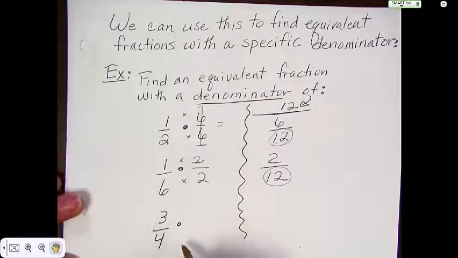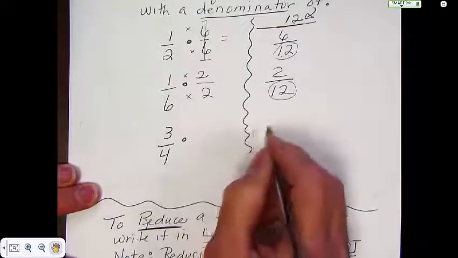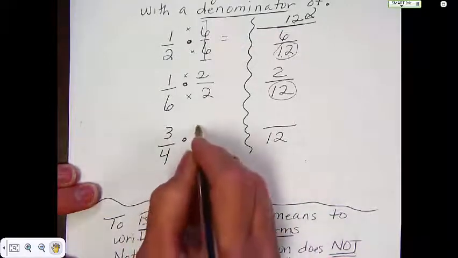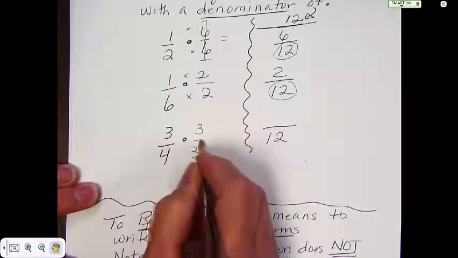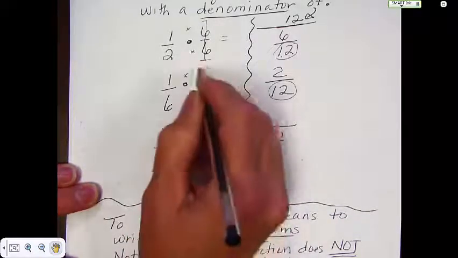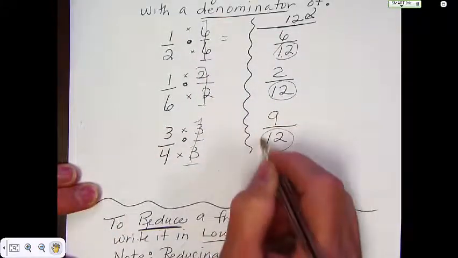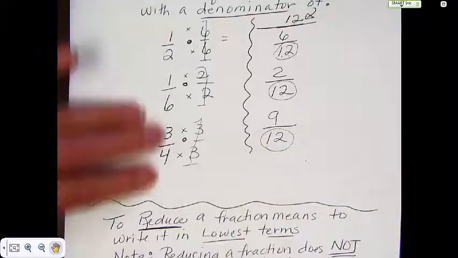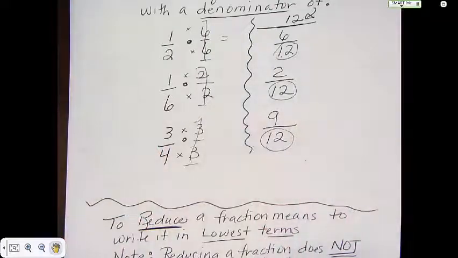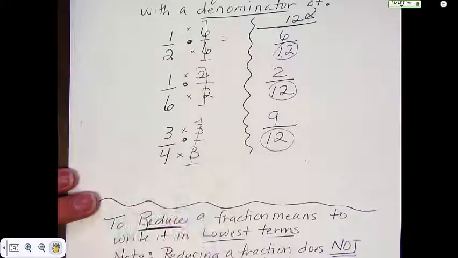So this 3/4 can also be turned into a fraction with a denominator of 12. How do we get 12 with 4? Yeah, we multiply it by 3. And what we do to the bottom, we do to the top. Again, this is what I call a well-chosen 1. 3 times 3 is 9. So we've been able to take a fraction and turn it into an equivalent fraction with a denominator that's different. If you were to reduce any of these, you would come out with the original fraction.